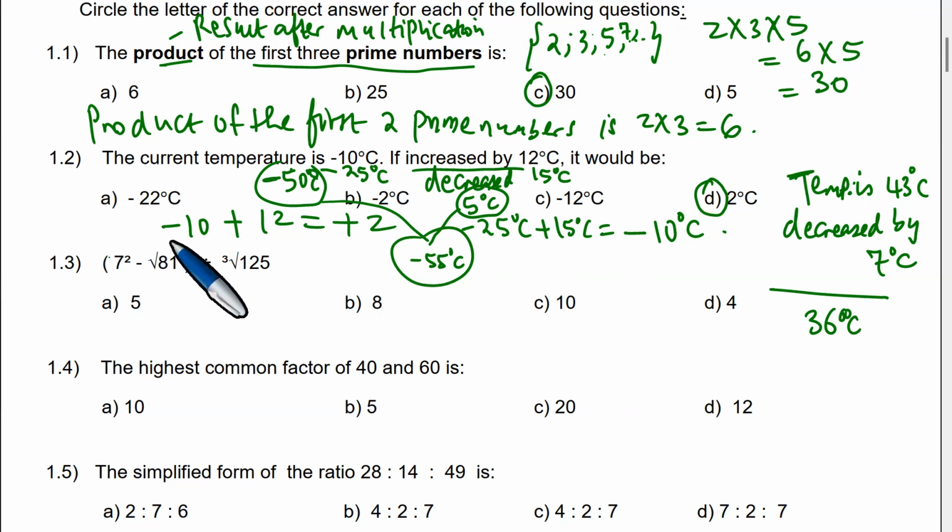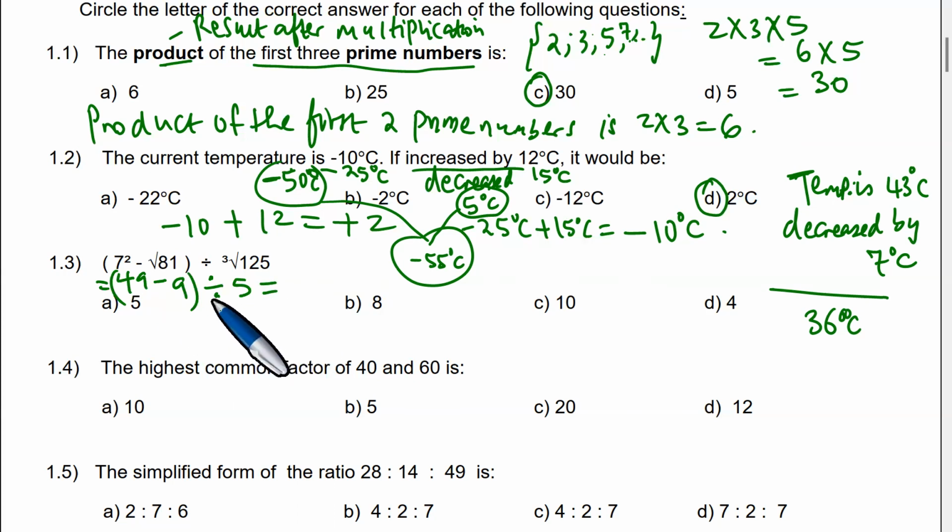Right, so what is 7 squared, Lindsay? 49. What is the square root of 81? 9. Well done. And then you divide by the cube root of 125. 5. Well done, it is 5.